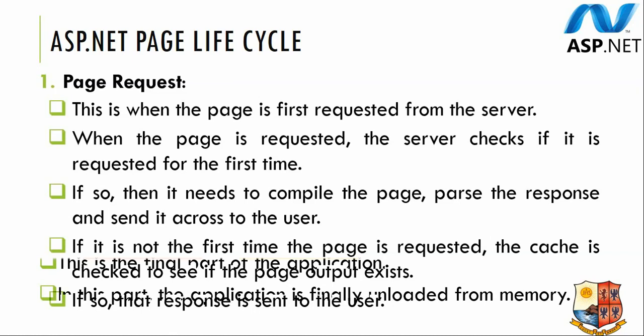Please note, if it is the first time, you have to compile it, you have to parse it, then give you the output. But if it is not the first time, then there will be something called cache, which I showed in the last class, if you remember. And the cache needs to be checked to see if that page output exists. If the page output already exists and there is no change, why should I compile and run it once again? I'll just show you the output as it is. So if that is so, the response is sent to the user from this point.